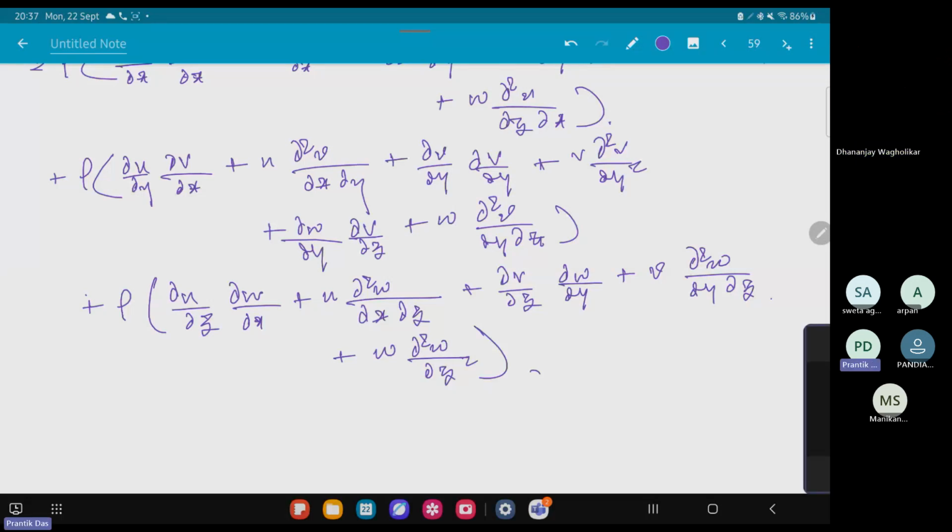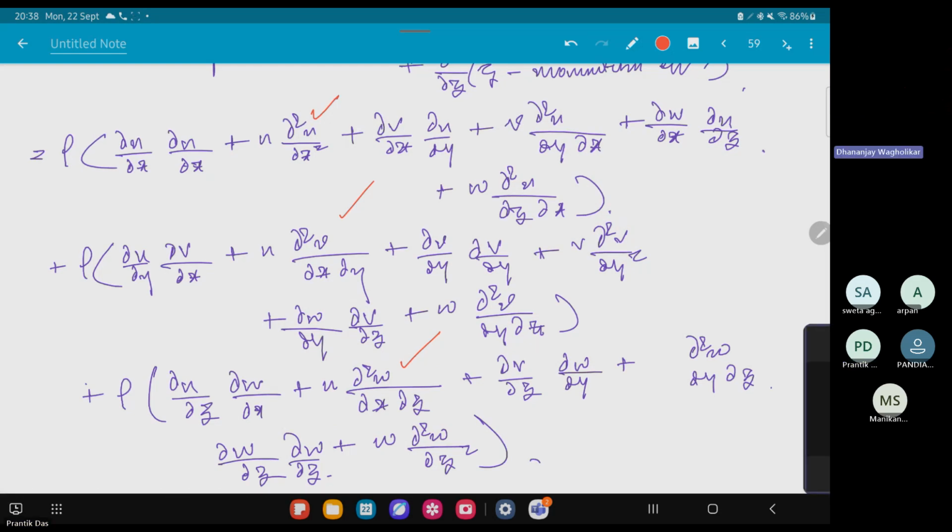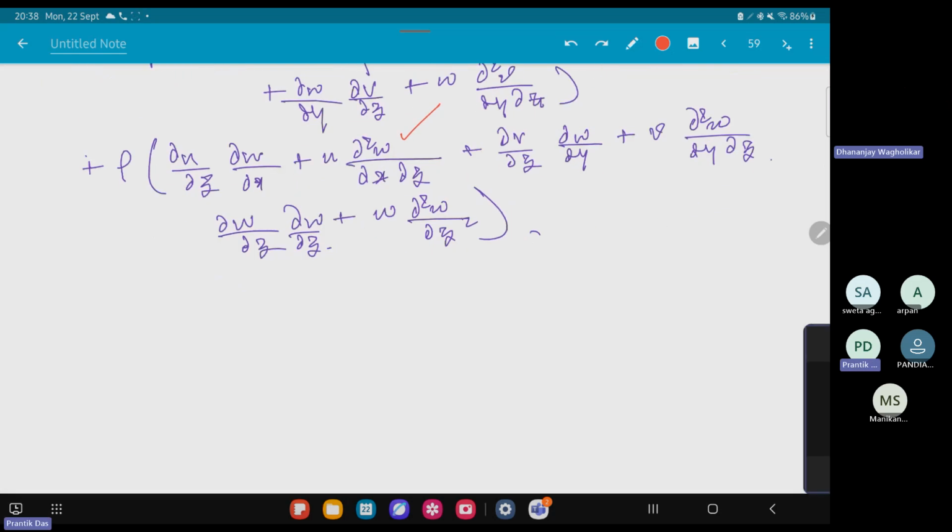So a term is missing in between, which is dw/dz, dw/dz. So then what I'm going to do is take the terms where I can use the continuity equation. So this one is a place I can use it, this one is a place, and this one is a place itself. So as you can see from here, if I add them up, it becomes u of d/dx of del dot u. So this is equal to 0.